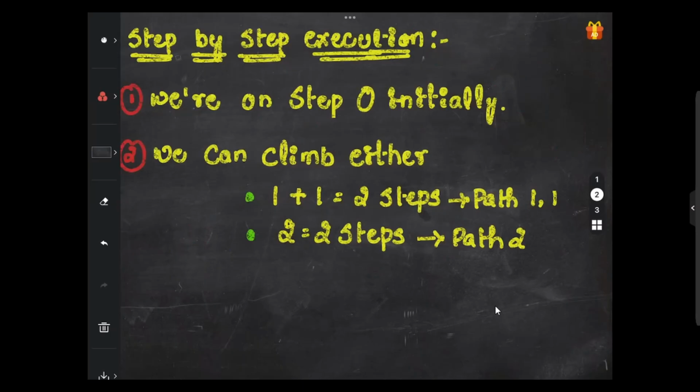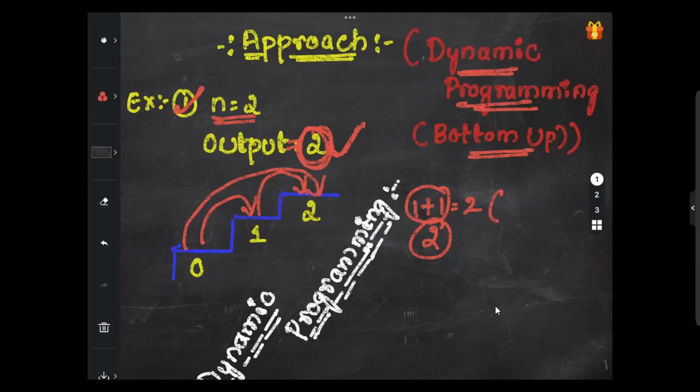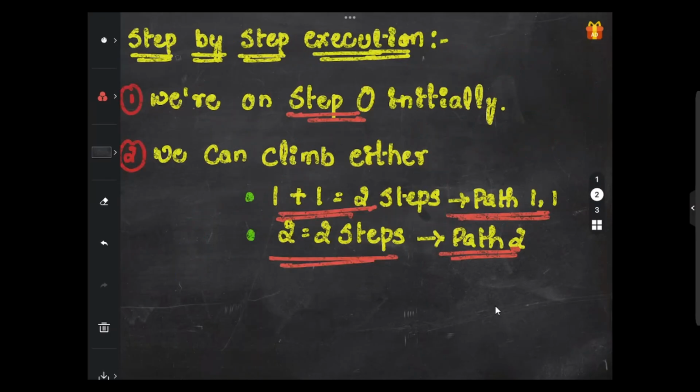Now let's discuss the step-by-step execution, right? So first we are on step 0 initially, right? So we can climb either 1 plus 1 steps, that is path 1 comma 1. We have already discussed this one. 2 equals 2 steps, path 2 here in this case. Path is 1 comma 1, right? So we went to 1, then next this one 1 plus 1. So path will be 1 comma 1, 2. By this way also we can reach the top. The path is 2, just 2 right here.